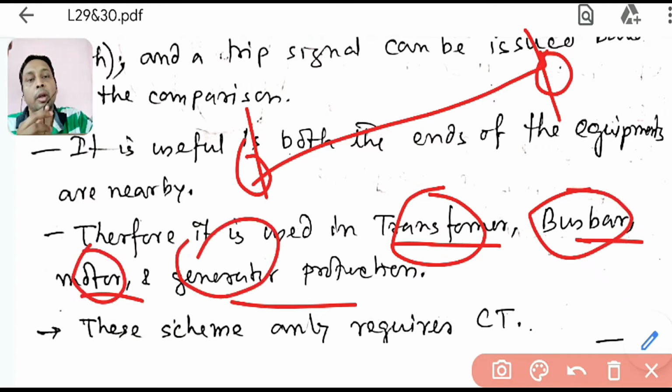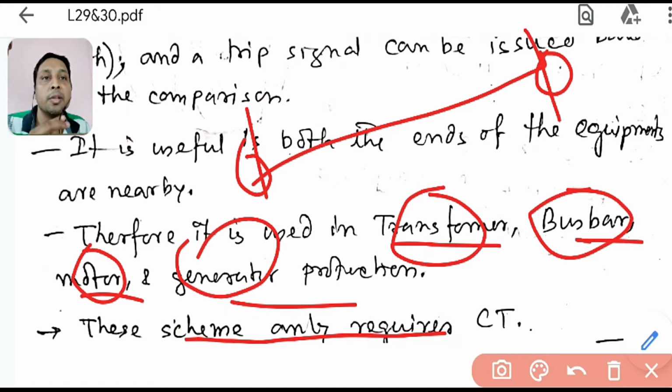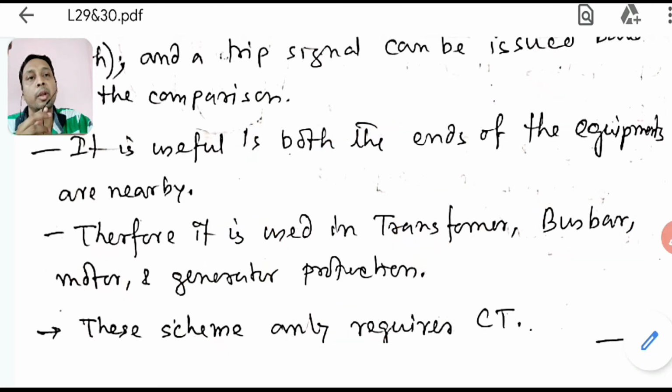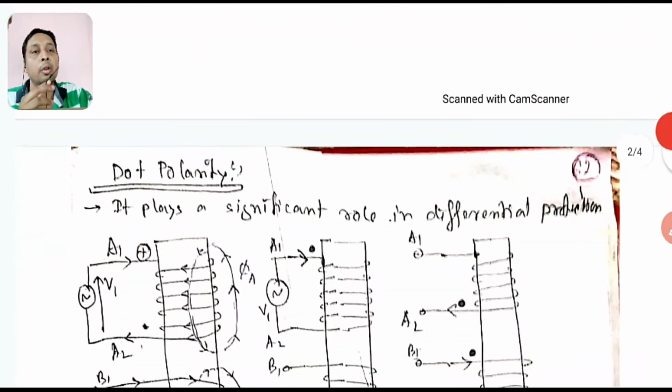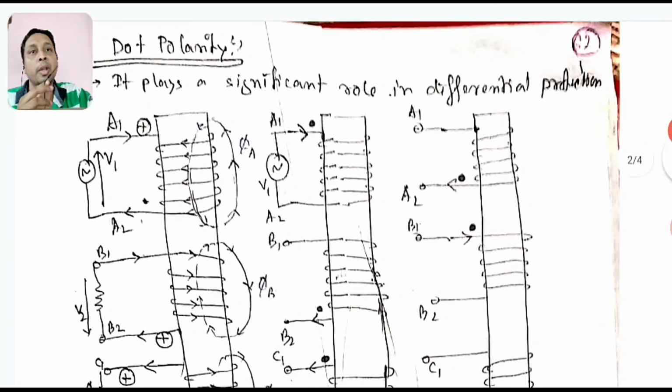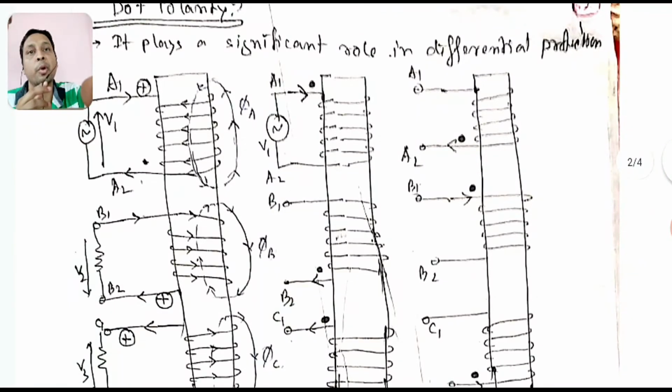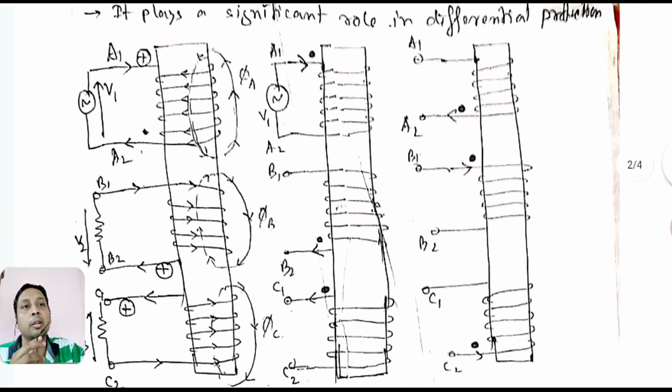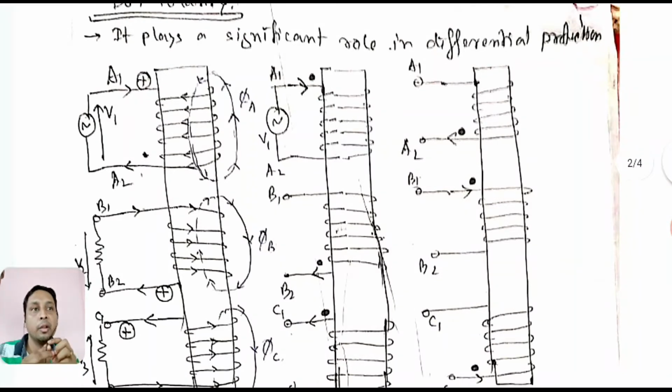And one more thing, this scheme requires only CTs. You need only CT connections because you are comparing the incoming and outgoing currents only. One important thing which plays a very significant role in differential protection is the dot convention. Earlier I gave some hint of the dot convention, but today I am taking it up at length.